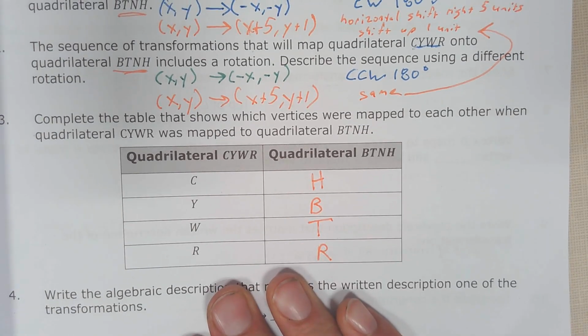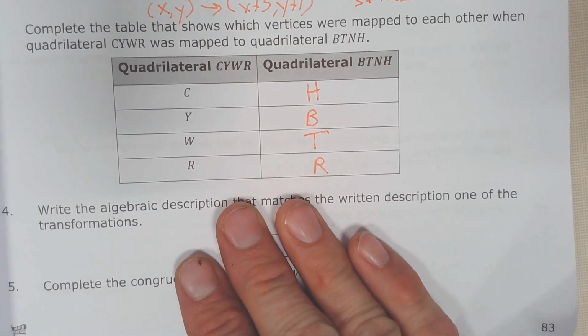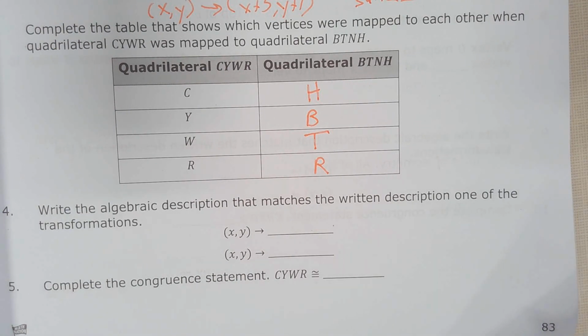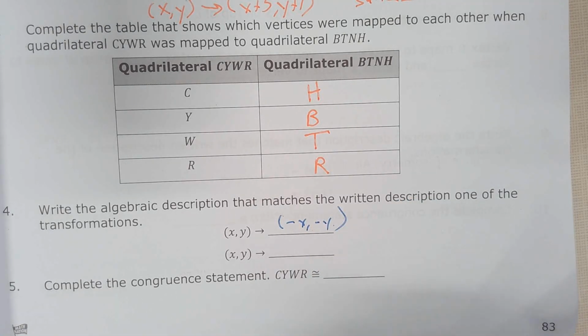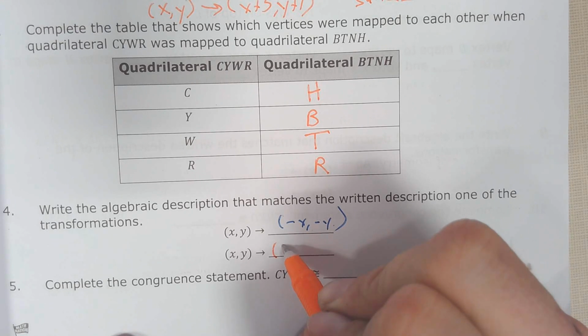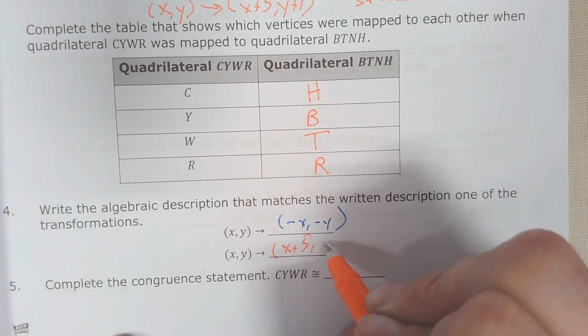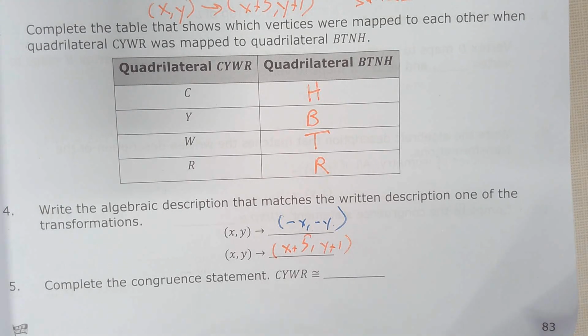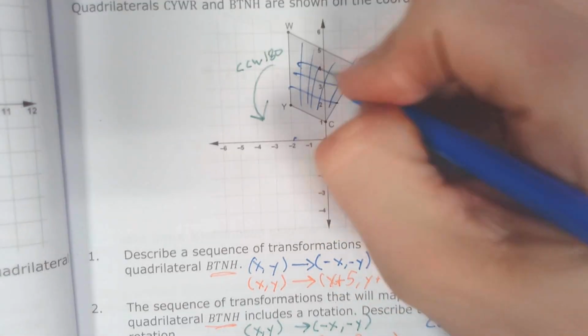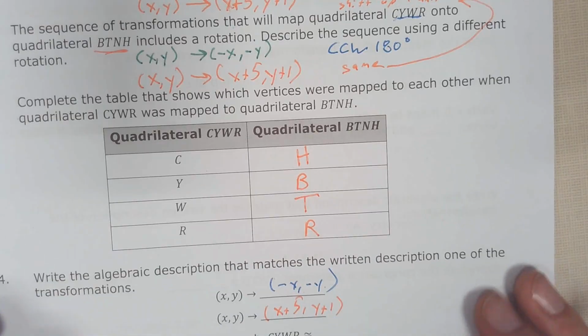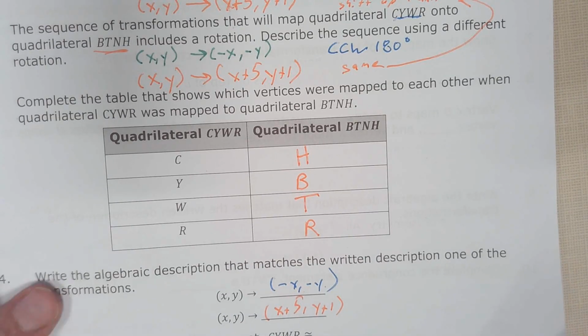Yeah, that's what I wrote right there. So, okay, then the algebraic descriptions are blue: (1 minus x, minus y), and then transpose what I had before: (x plus 5, y plus 1). Then complete the congruent statement. The orange, wait, this is the blue one. My blue quadrilateral, this one right here, is congruent to my orange quadrilateral.